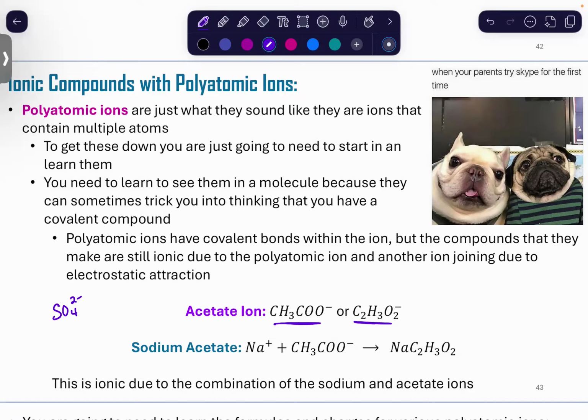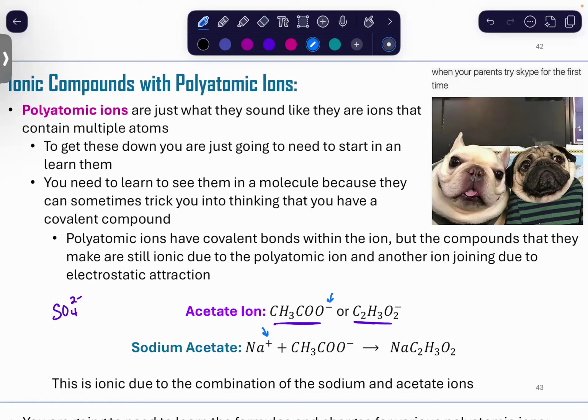And you want to make sure you don't get confused when you have these in a molecule, because even though these polyatomic ions have covalent bonds, which we'll talk about in a minute, in the ion itself, because they have a charge and they pair with another ion that has an opposite charge, they neutralize, because it's the pairing of different ions with opposite charges. They still make ionic compounds.